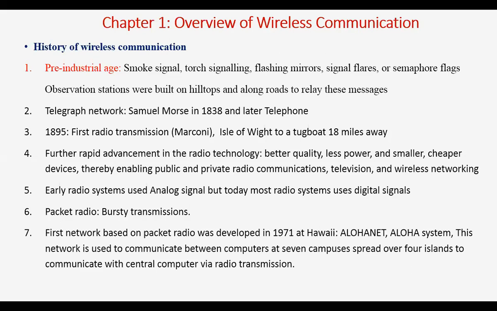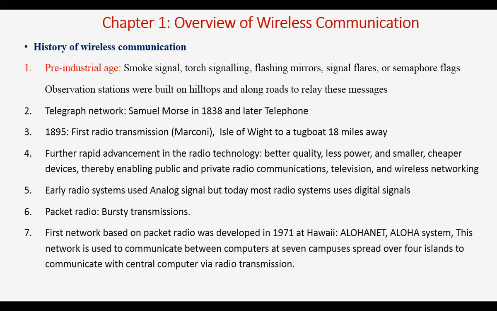Okay. So, the history of wireless communication. The pre-industrial age: smoke signals, torch signals, flashing mirrors. These signaling methods are basically wireless communication from the pre-industrial age, which we can say started around 200 centuries back. But this was visual communication, to gather people or to give some instruction to people. After that, Morse code, which you at least know.